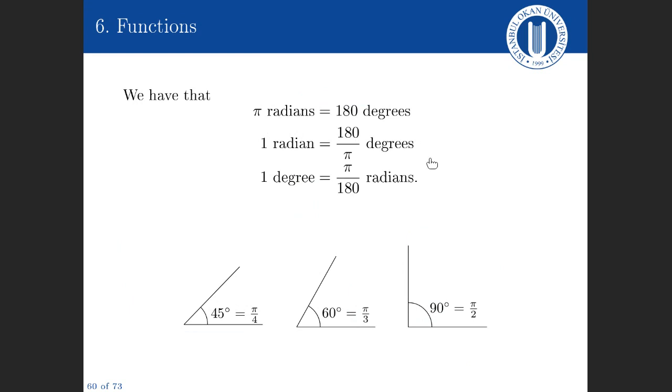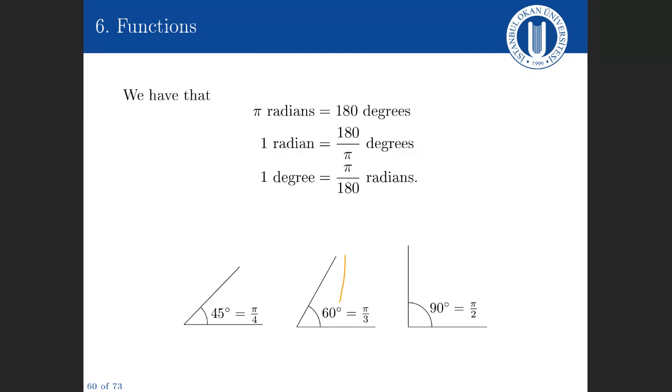Divide both sides by pi. You can say that 1 radian is the same as 180 divided by pi degrees, or 1 degree is equal to pi over 180 radians. 3 common angles. 45 degrees is the same as pi over 4. 60 degrees is the same as pi over 3 radians, and 90 degrees is the same as pi over 2 radians.